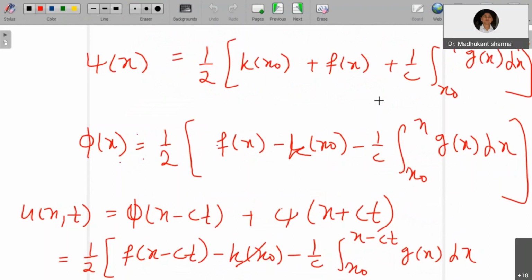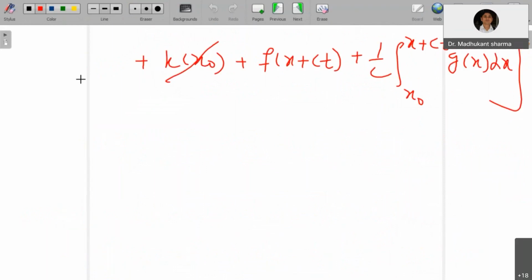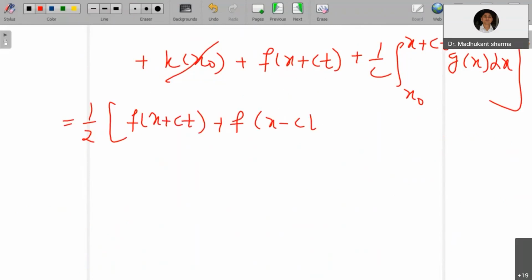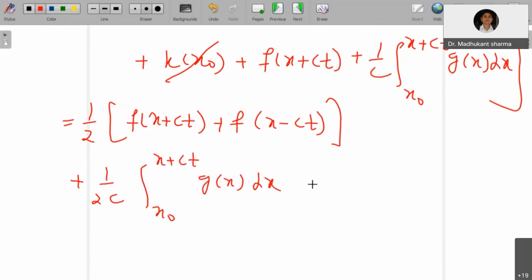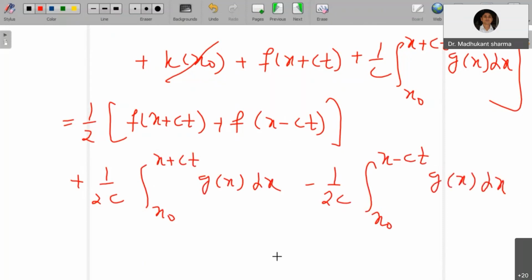Right? So if I rearrange all the things above, we get 1 by 2 times f of x plus ct, plus f of x minus ct, plus 1 by 2c integration x naught to x plus ct g of x dx, minus 1 by 2c integration x naught to x minus ct g of x dx. This one.